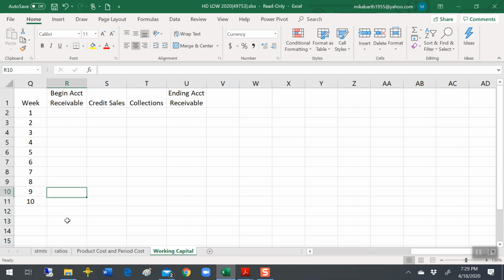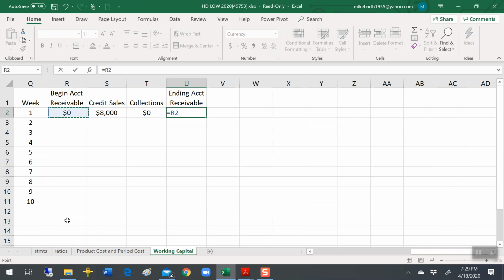And let's see how that works. This is a company, it gives their customers 4 weeks to pay, okay? So the beginning accounts receivable in week 1, it starts at 0. We just opened our doors and we sell $8,000 worth of stuff on credit. That's good. And collections is 0. So the ending accounts receivable, you take the beginning accounts receivable, add any new credit sales, subtract any collections, and there's your accounts receivable at the end of the first week: $8,000.